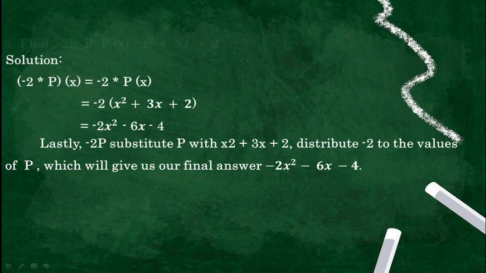Number 5. Find negative 2p if p of x equals x squared plus 3x plus 2. Lastly, negative 2p, substitute p with x squared plus 3x plus 2. Distribute negative 2 to the values of p, which will give us our final answer, negative 2x squared minus 6x minus 4.